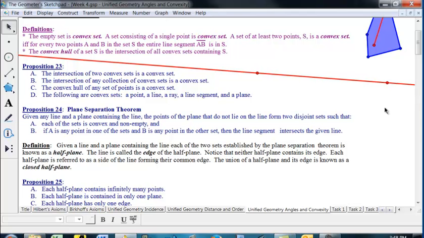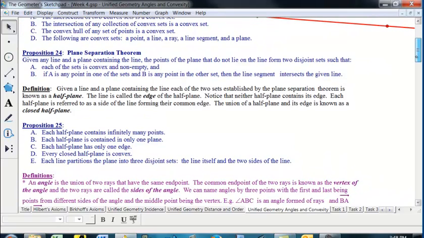Okay, so anyway, given any line in a plane containing the line, the points of the plane that are not on the line form two disjoint sets such that each of the sets is convex and non-empty, and if A is any point in one of the sets and B is any point in the other set, the line segment AB intersects the line. That separates it into the two half planes. So it's very closely related to that postulate.